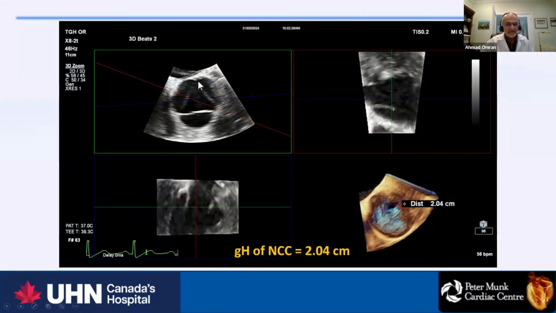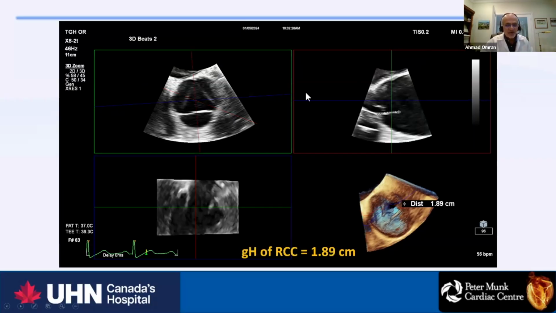So we have a short axis of the valve. This is our index image. We put this cursor line, this red axis, at the middle of each leaflet and perpendicular to that leaflet. This way we can measure the geometric height in the other view, that's here, and that is the non-coronary cusp. It became 2 centimeters, so it's good. We do the same thing for the right coronary cusp. Again, perpendicular and at the middle.